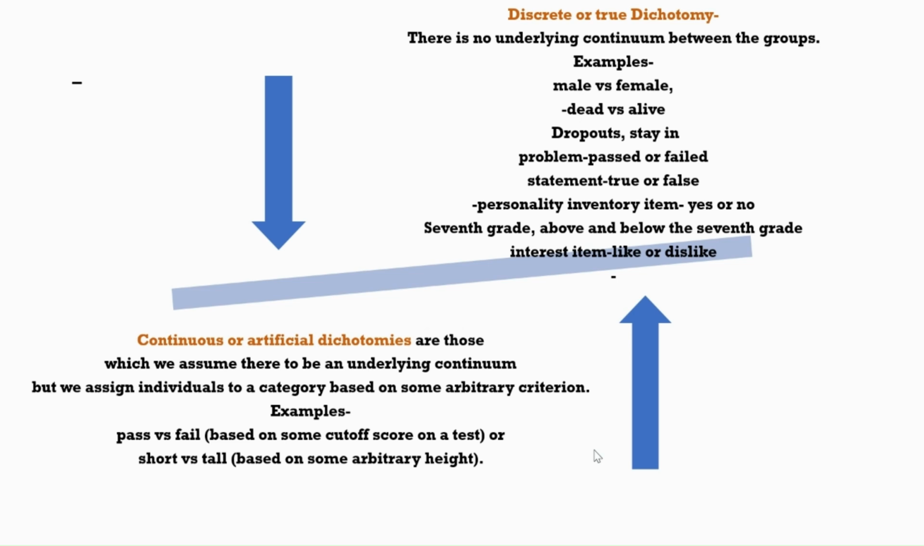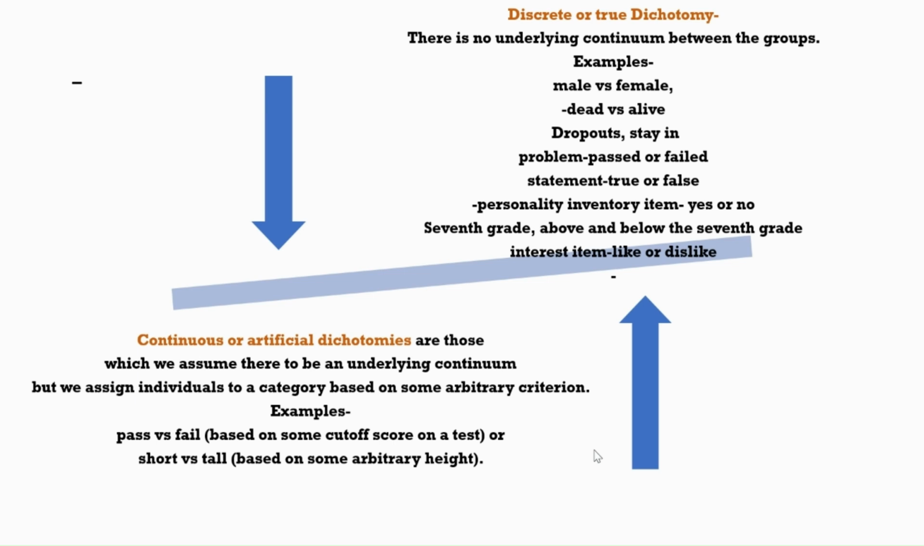Now we will differentiate between the true dichotomy and artificial dichotomy. If the variable is of discrete nature, it means there is true dichotomy. It means there is no underlying continuum between the groups. Some examples are male and female, dead and alive, dropouts and stay in, problem passed or failed, and based on the statement, responses are true or false.